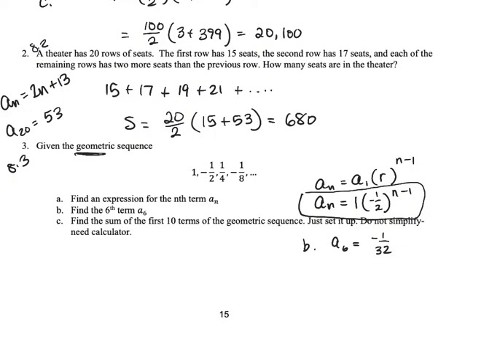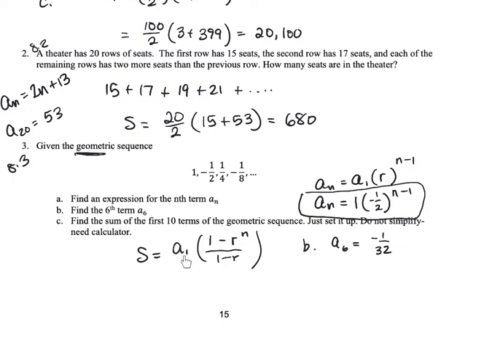So for part C, the sum of the first 10 terms, now this is going to be a different sum formula than this one. This is the sum of an arithmetic sequence. There's another sum formula on the formula sheet that's going to be the first term, and then you have 1 minus r to the n, like that. So that's going to be the sum of the geometric series. So you're going to have to know what all of those mean.